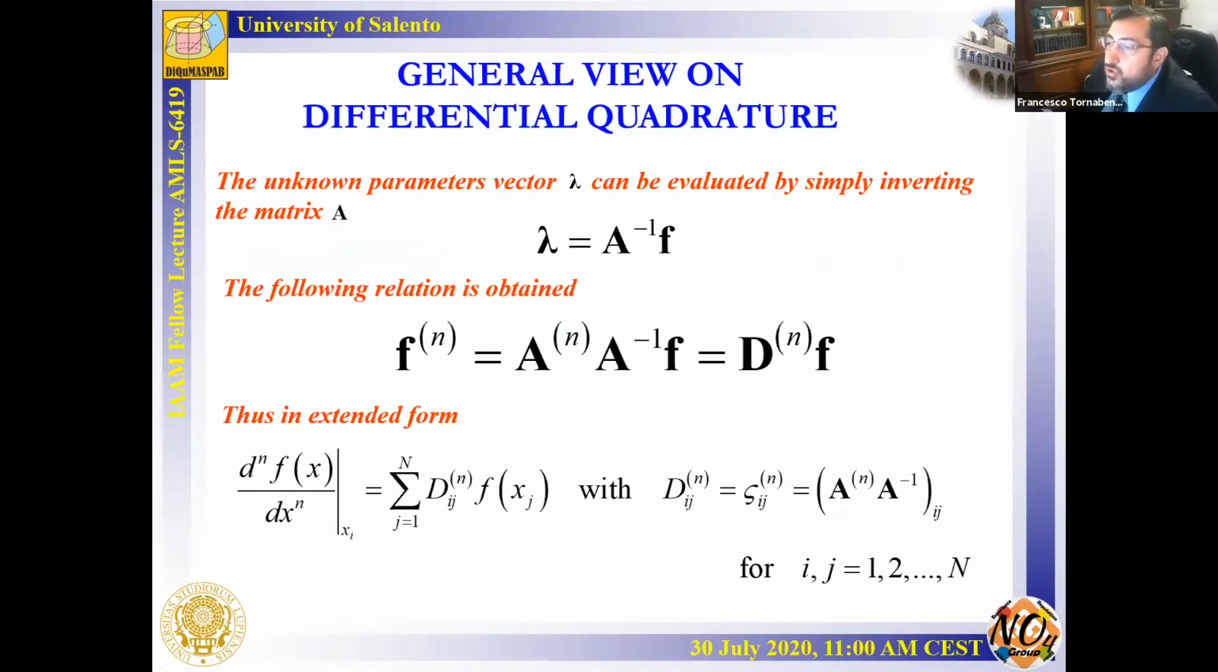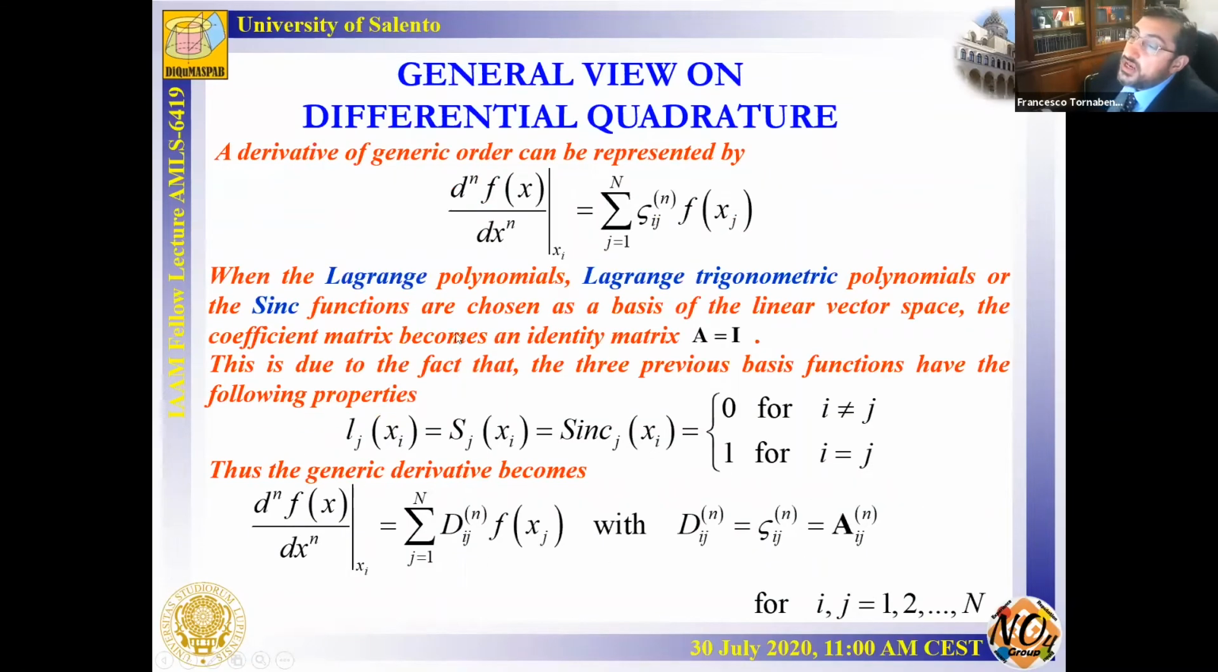This method allows me to approximate the n-th order derivative of a function using this linear sum, and the special aspect of this approximation is the definition of the weighting coefficients. And if we use particular basis functions such as Lagrange polynomials, we have an important property. The matrix A becomes an identity matrix, and in this way we can evaluate the weighting coefficients for the approximation of the derivative exactly using this relation.